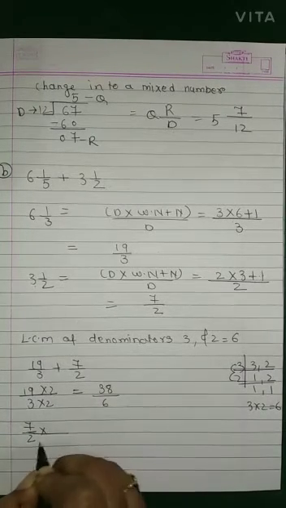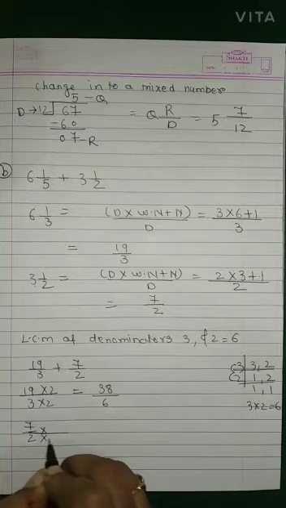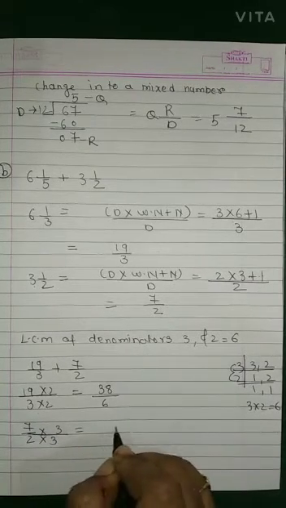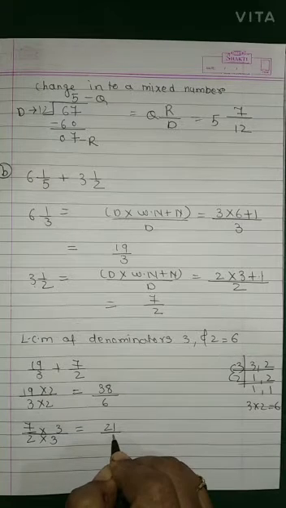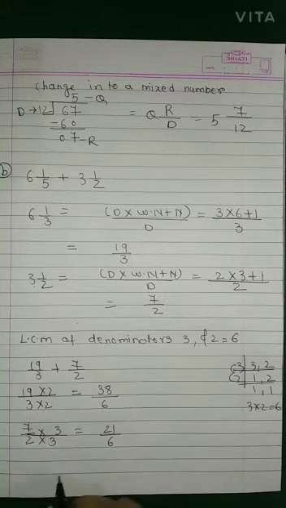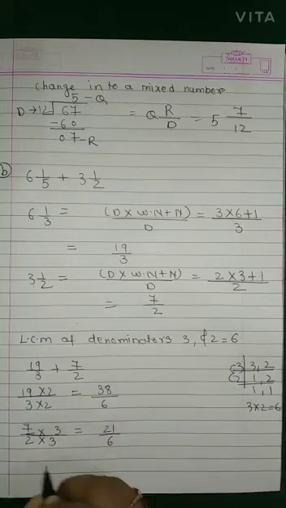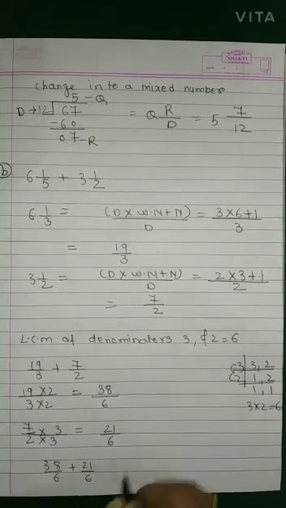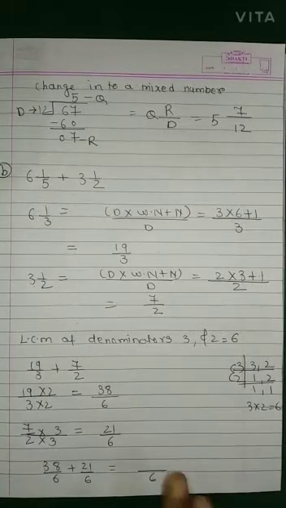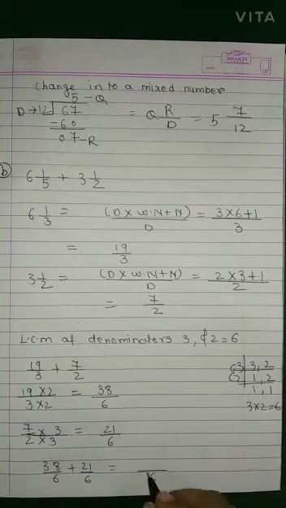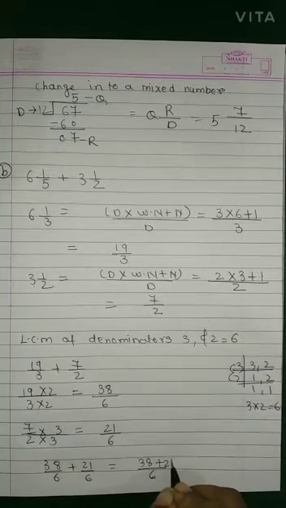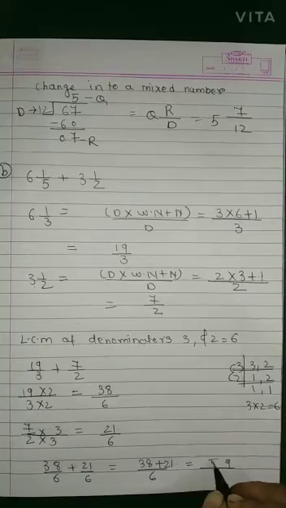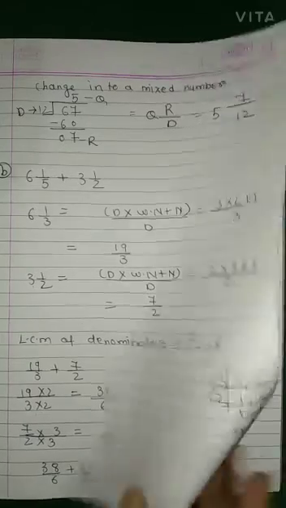We multiply by 3: 7 into 3. So what we get? 7 into 3 is 21 upon 6. Okay. Then we add these numbers, 38 upon 6 plus 21 upon 6. So we get here 6, 38 plus 21, so we get 59 upon 6.